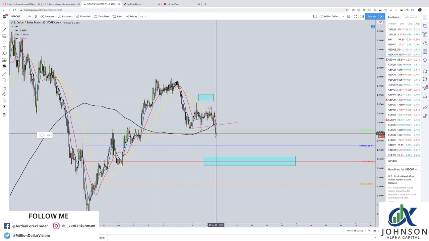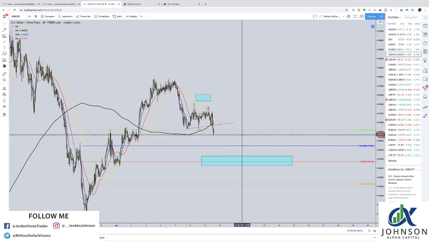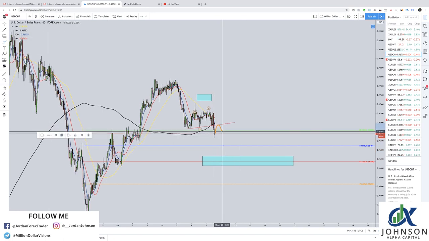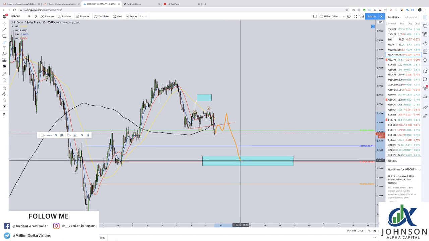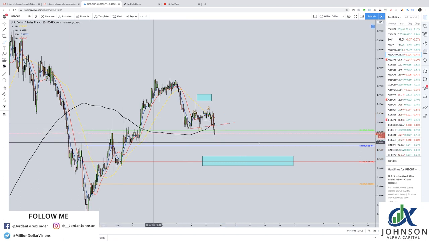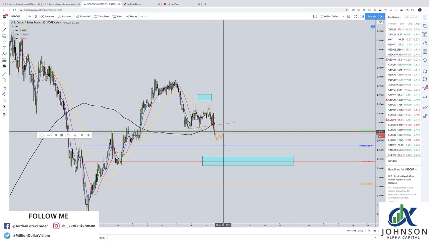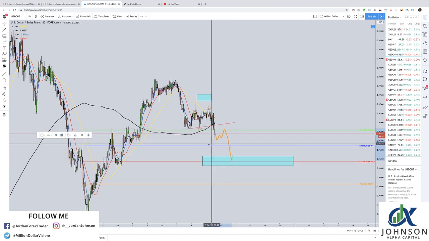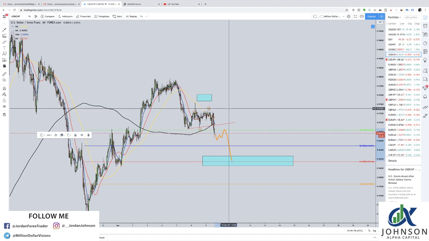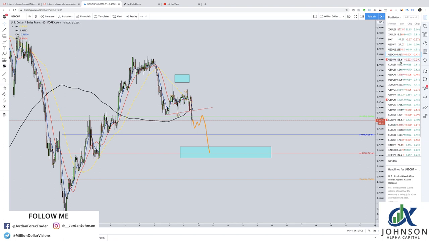Either we can go something like that, straight down to the box. I wouldn't be surprised if we come back up just to retest these highs one more time, then go to the box. I think this would probably be the more likely one. Probably come back up just to retest this previous support, now resistance area, then go to the box, something like that. I can definitely see that happening as well on dollar Swiss.